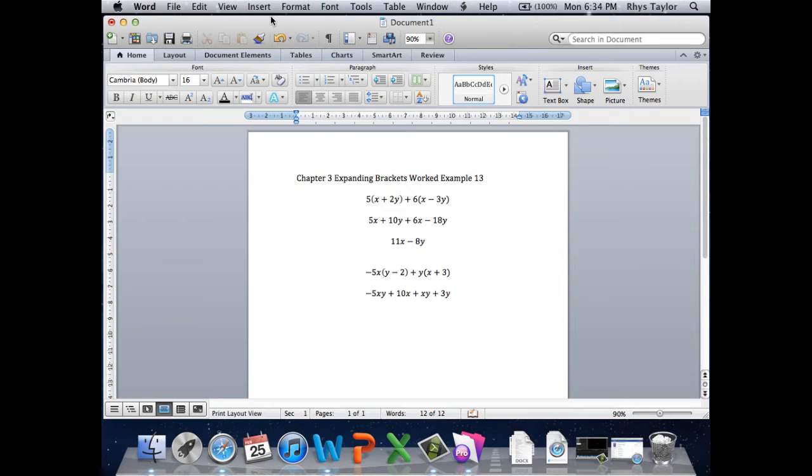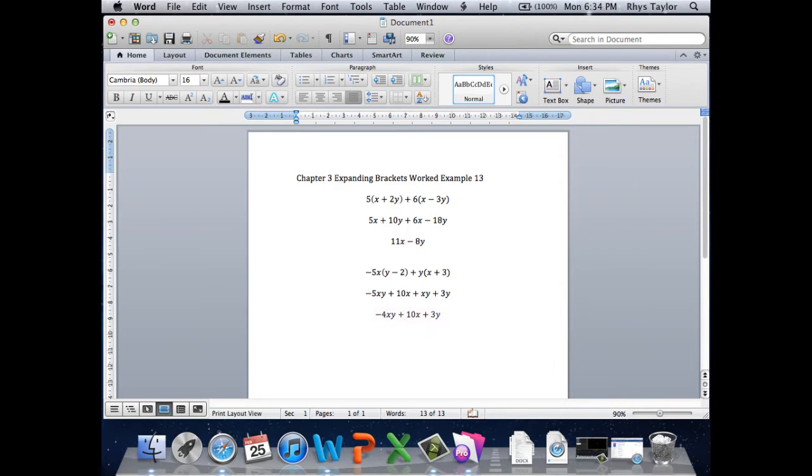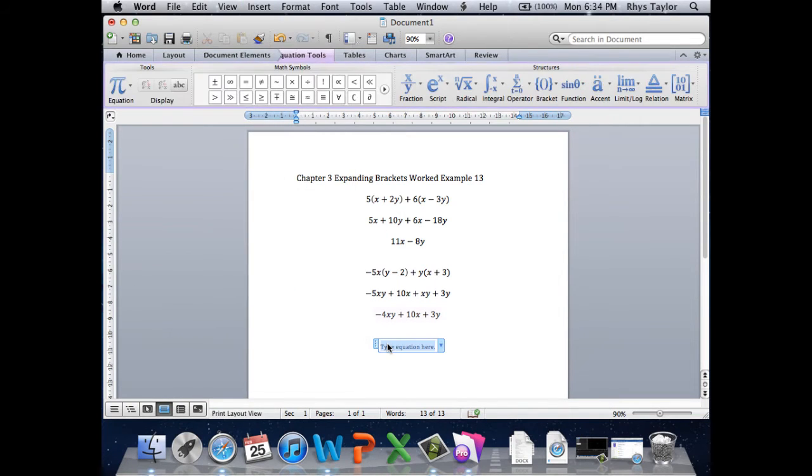Gather my like terms together. I've got negative 5xy adding on an xy. That gives me negative 4xy. 10x and 3y don't have any common like terms, so they just stay the way that they are. I simplify what I can and leave what I can't. Next one.